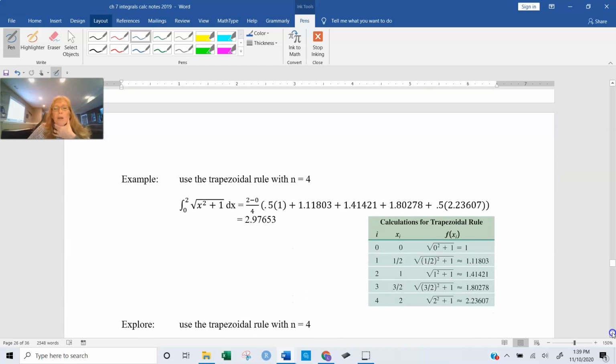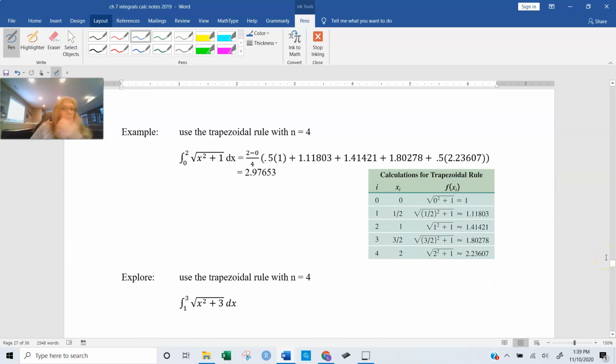Okay, let's go down here and try ours. So now I want to go 0 to 2. I want 4 rectangles. So I have to take 2 minus 0 and divide it by 4.